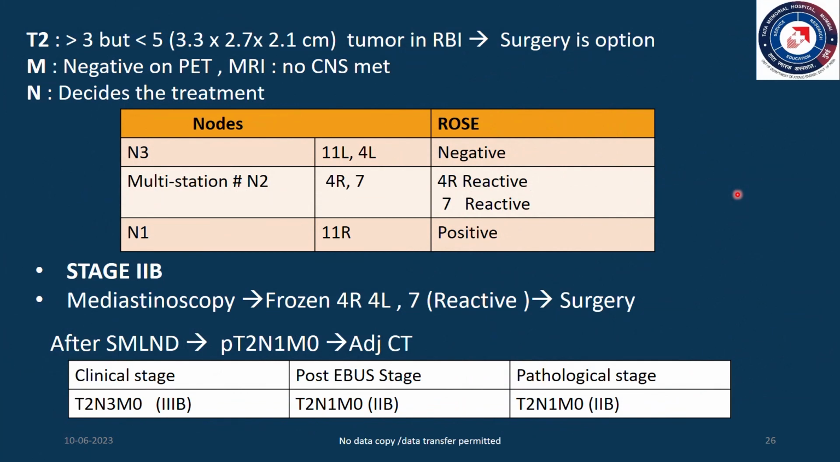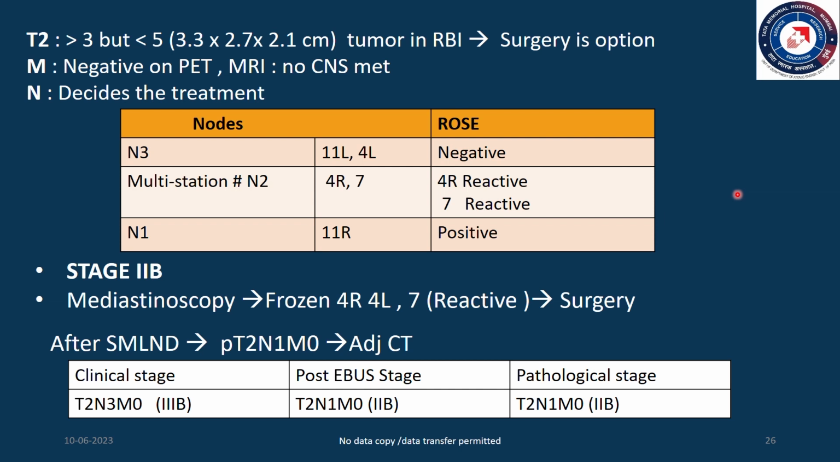So this patient had a T2 mass, that is more than 3 centimeter, less than 5 centimeter, extending to the right bronchus, centimeters from, not involving the carina. So surgery is an option for this patient. The metastatic workup in terms of PET and MRI is negative. Your nodes are dictating the treatment in this patient. The N3 and N2 are negative. So N1 comes positive. This patient is stage 2B. Our negative results have been verified with mediastinoscopy. The 4R and 4L and 7 turn out to be reactive on frozen.